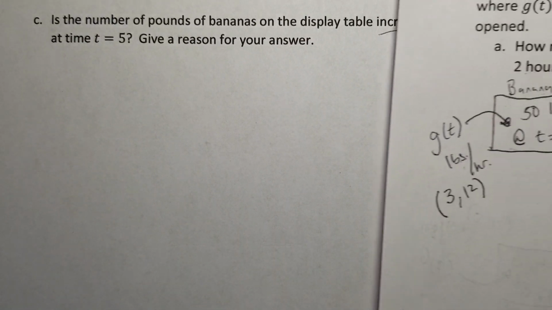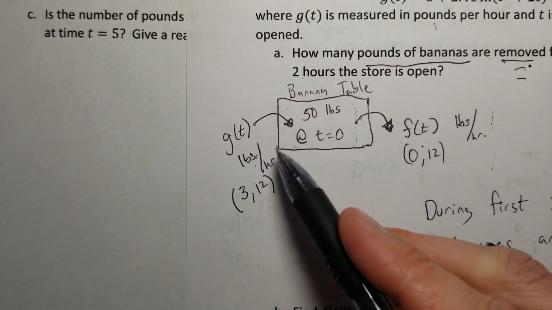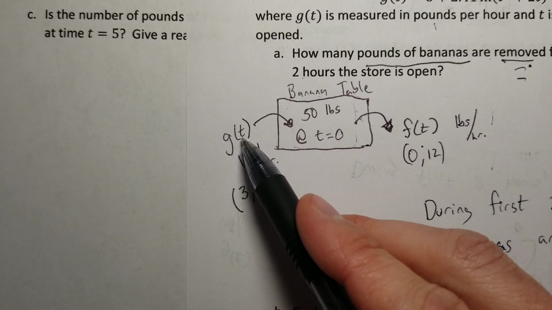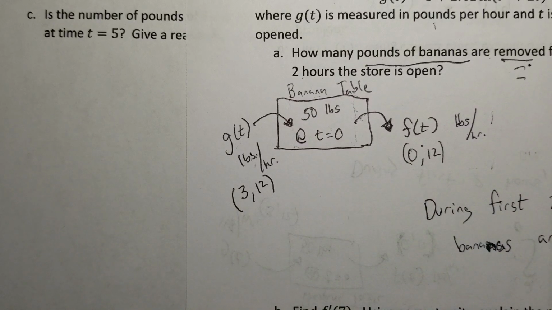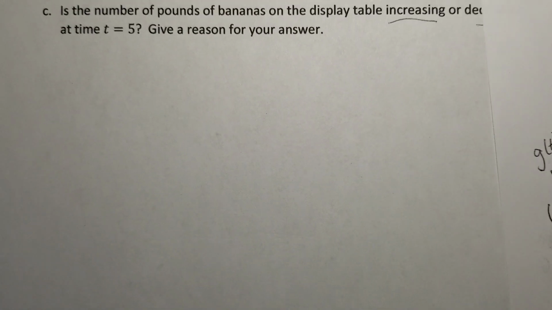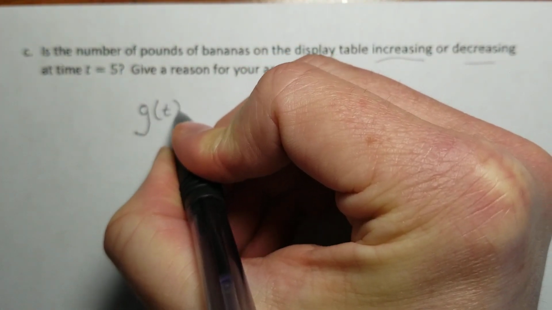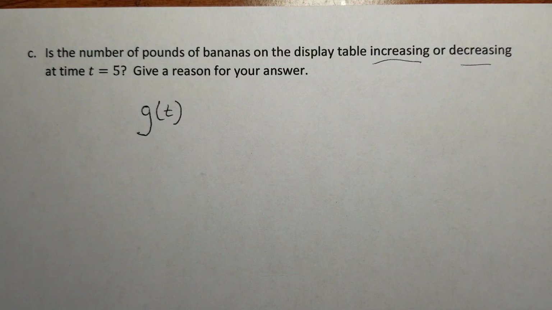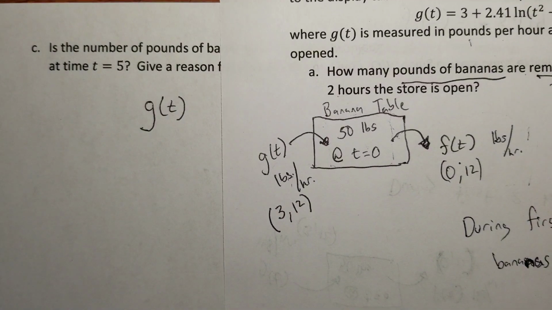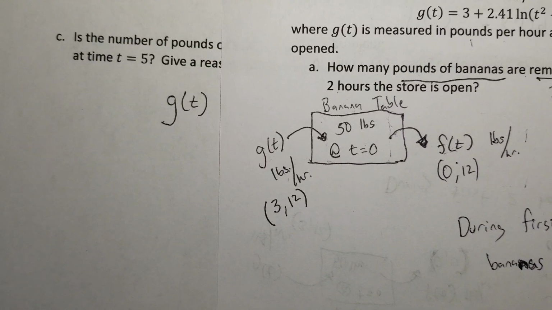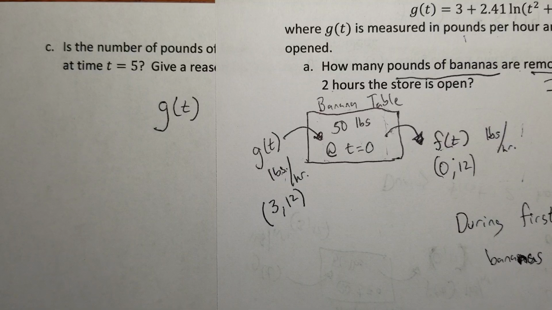So I'm going to bring my picture back here really quick. My rate of bananas being placed onto the table is G of t. That's a positive rate. That would increase the number of bananas that come to my table. So if I want to take a look at bananas coming on, I'm going to take a look at G of t. Bananas coming off my table come at a rate of f of t. Now, if they're being removed, the number of bananas are decreasing. So that would be a negative rate.